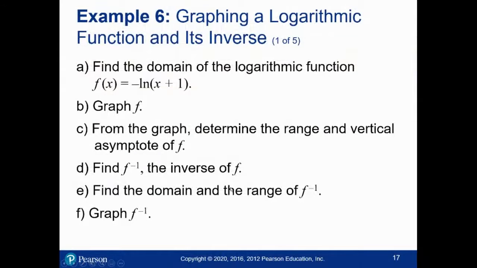Okay, so can you find the domain of f of x equals negative natural log of x plus 1? Graph it, determine the range, determine the vertical asymptote, find the inverse function, define the domain and range of the inverse function, and graph the inverse. So do what you can. We'll work through it piece by piece, but try to get as far as you can into this on your own.